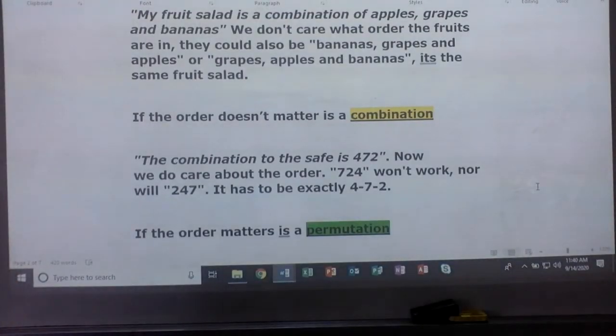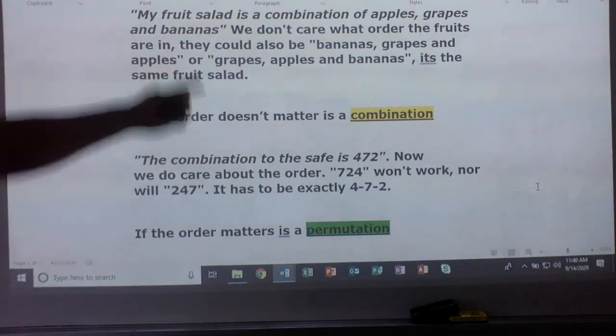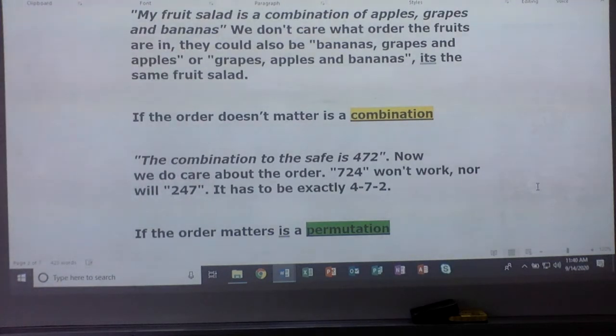Hi, for the people that were not here in class, this is the next lesson, combination and permutation. If you have time, you can read this. Pause it whenever you want.